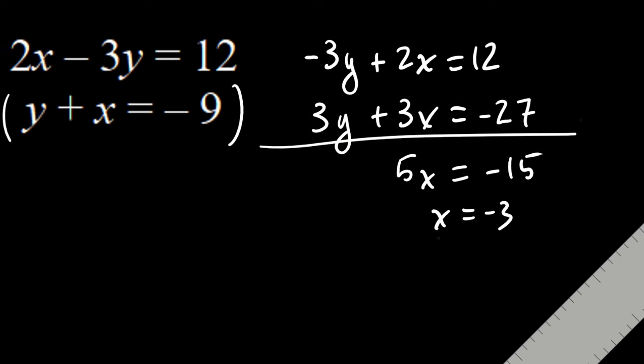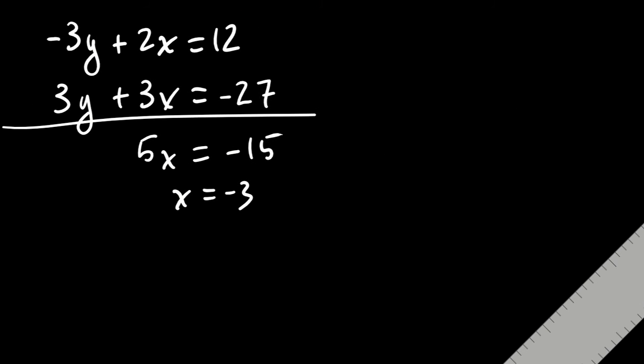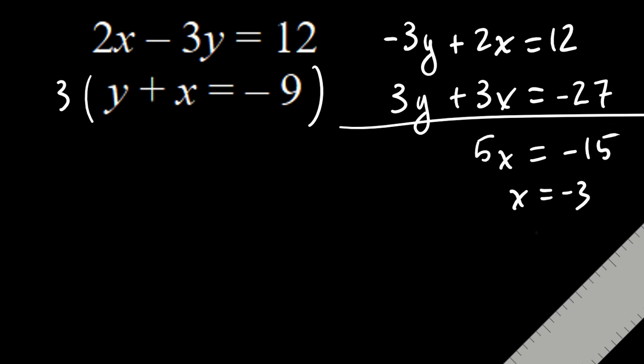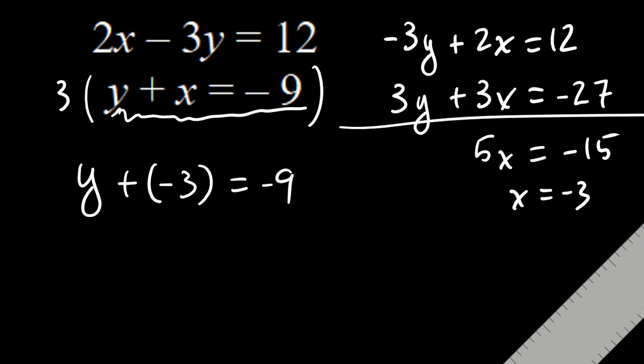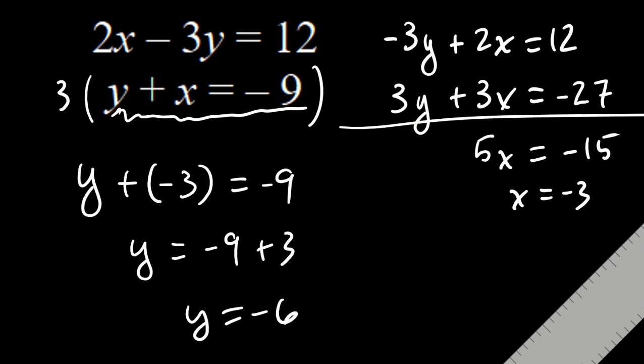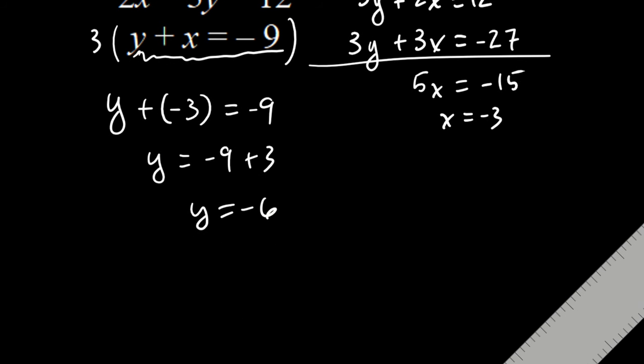And now that I know what x is, I need to calculate y. So to get y, I think I'm going to use the original equation, right? This one right here before I multiply by 3. So y plus x, well, we just found out x was negative 3, equals negative 9. So y should equal negative 9 plus 3. So y should equal negative 6. So our solution appears to be the point x is negative 3, y is negative 6.